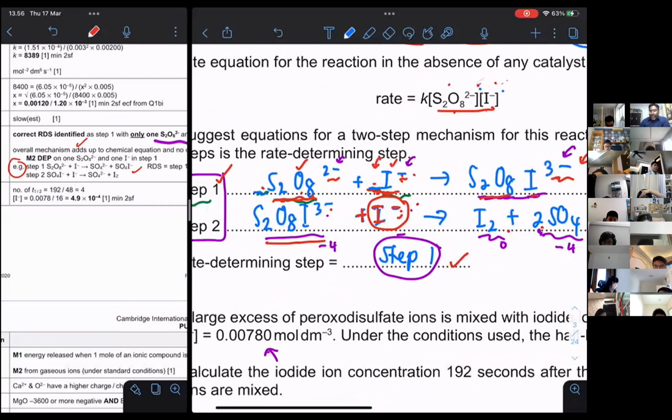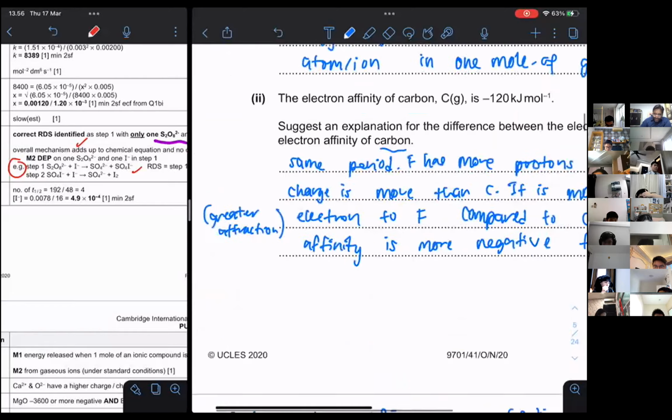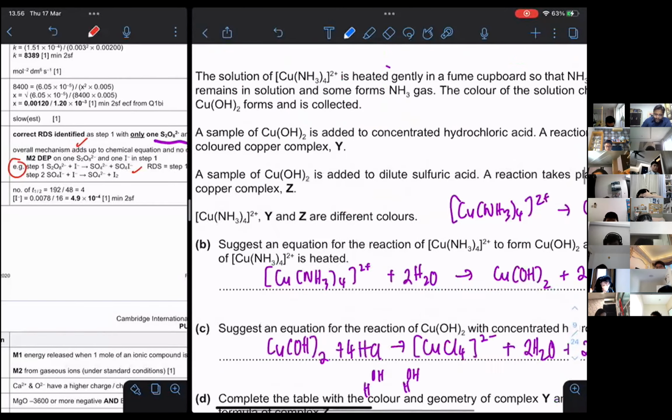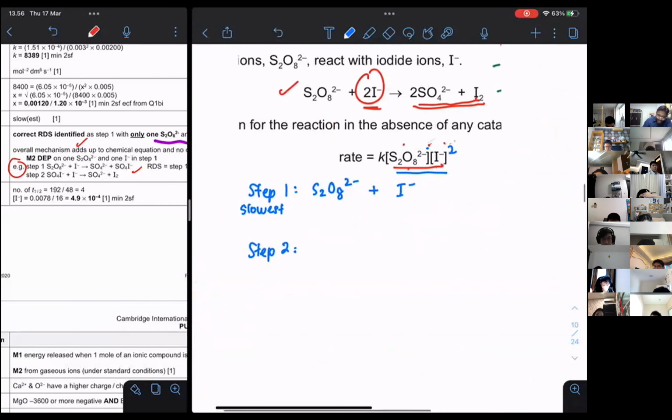Follow that. Now you are going to have to the power of 2 for the I minus. So what you need to do is, this is to the power of 2. You must have 2 over there. Very, very important. Now don't go and straight give 2SO4 2 minus and I2. You won't have anything to write later. Don't do that.